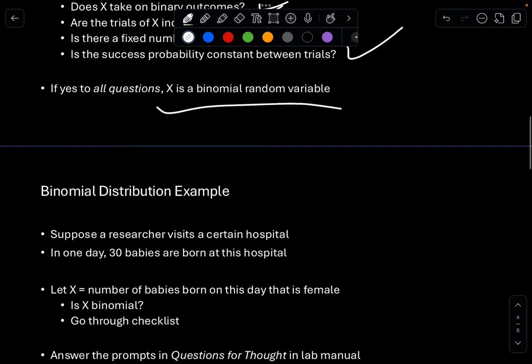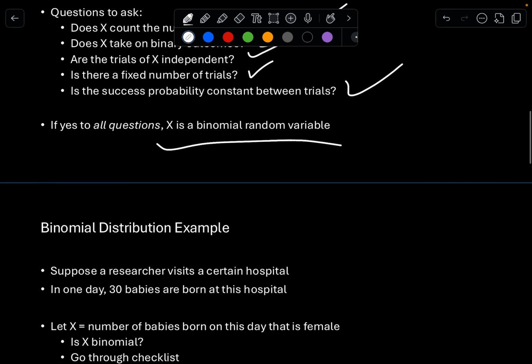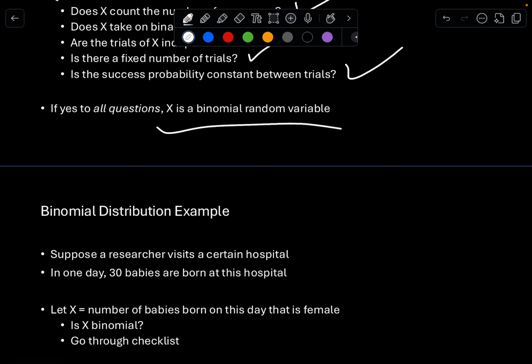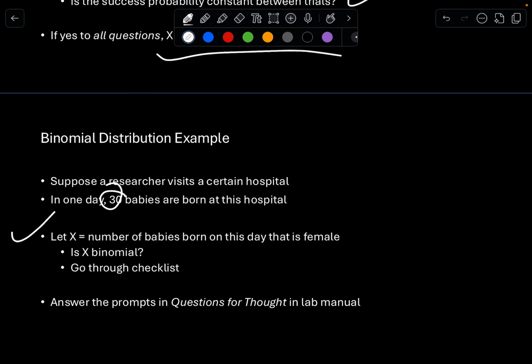Are trials independent? Typically with things like this, we would assume that all the babies are independent of each other, so the gender or the sex of each baby would be independent. Is there a fixed number of trials? Yes. N is 30, looking at 30 babies. Is the success probability constant between trials? Typically with genetics, if we're just looking at an overview and not specifically at someone, yes, 50% probability of female, 50% male. So yes, X would be binomial here.